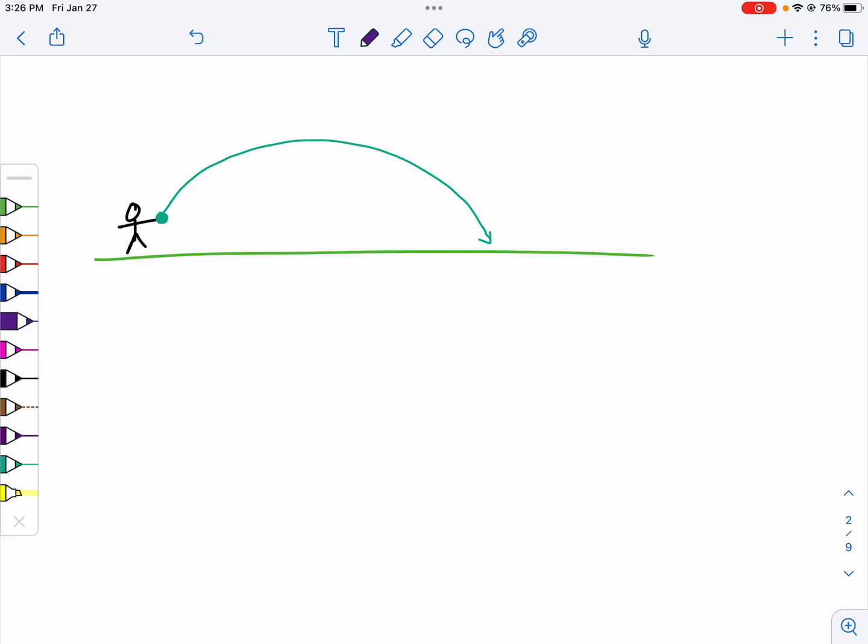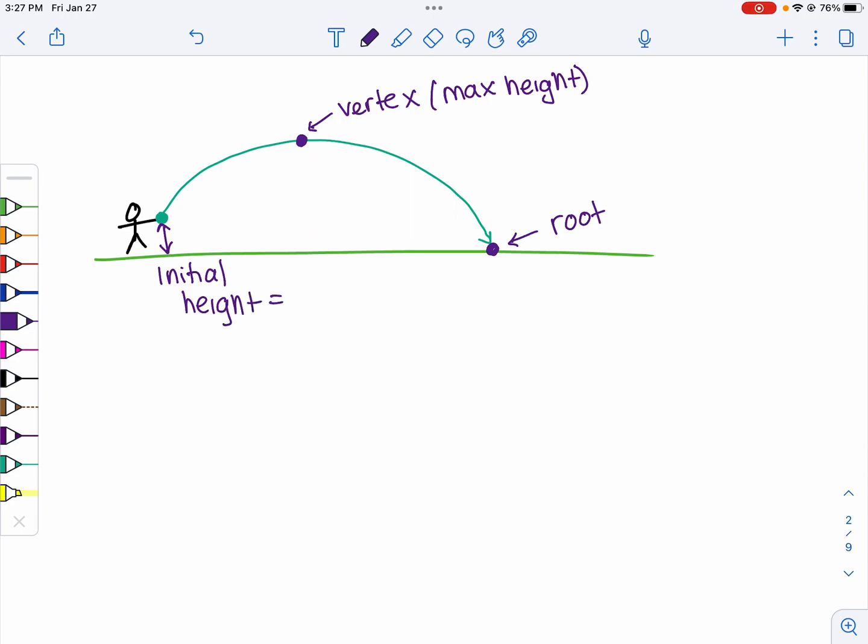A word problem is really you're just trying to find either the vertex, so that's the maximum height of the ball, or maybe you're trying to find when the ball hits the ground, which is going to be the root, or maybe you're trying to find this value, the initial height of the ball, which is just the y-intercept. So maybe you'll have to find some information about the parabola.